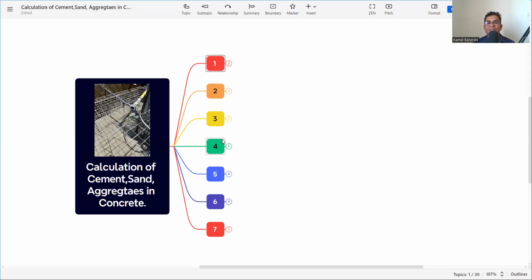Nowadays everything is coming from the batching plant, but if we want to do concrete at a site level, we need to give the precise quantity of each and every material. In order to get that, you need to calculate the quantity. So how to calculate, that is our topic today, and stay tuned until the end to get the full information about how to calculate the cement, sand, and aggregate quantities in a concrete.